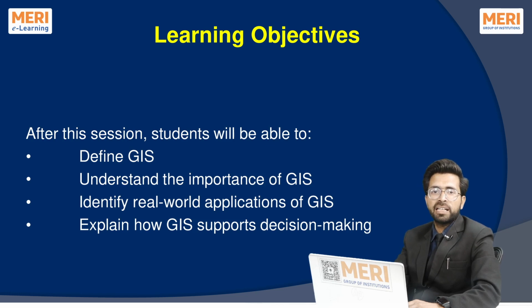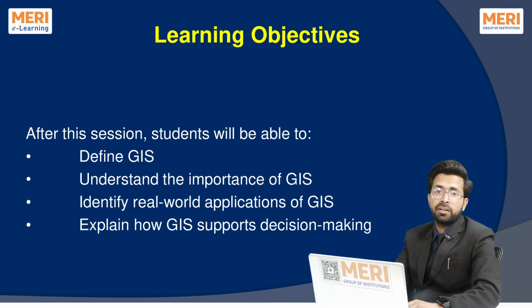The second objective is to understand the importance of GIS in modern applications. GIS is used across multiple sectors including engineering, agriculture, environmental science, transportation and governance. By understanding its importance, students appreciate why GIS has become an essential technological skill.